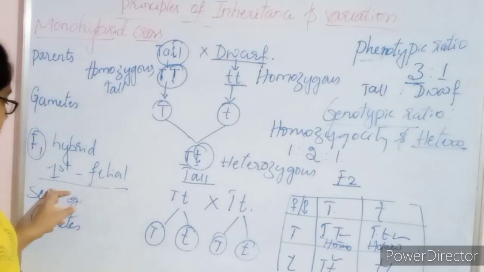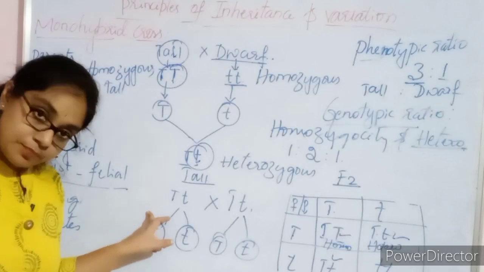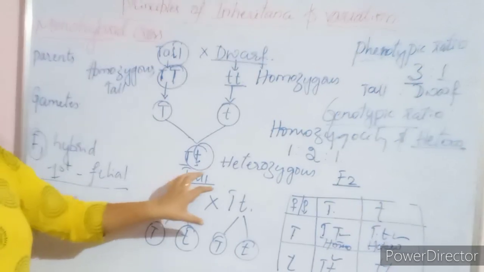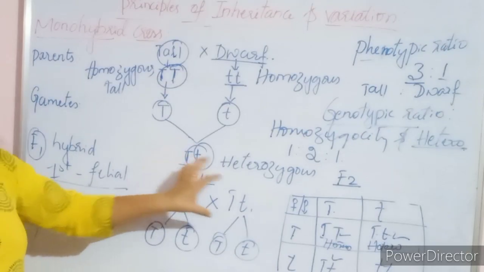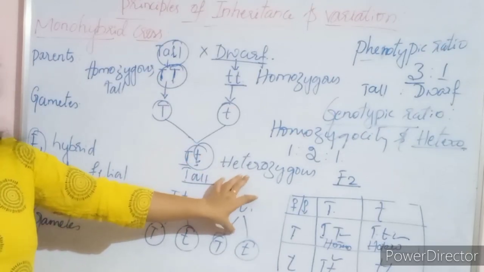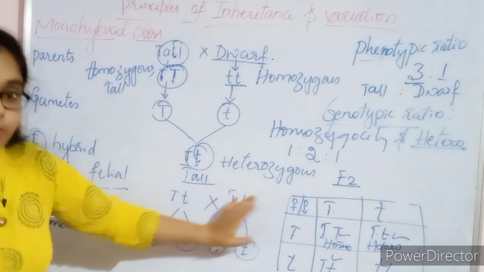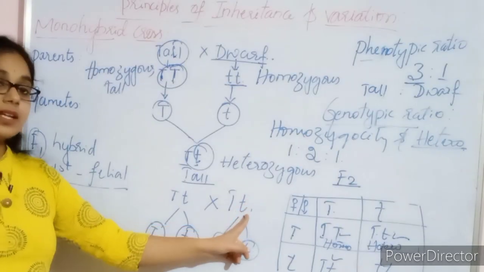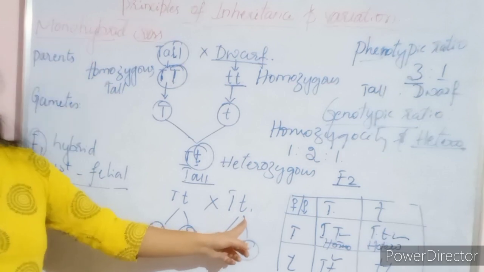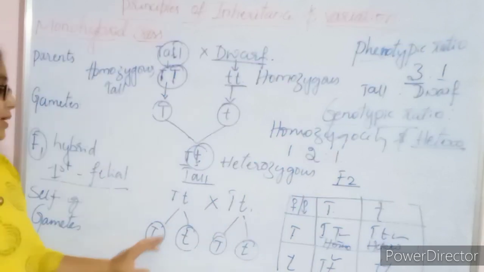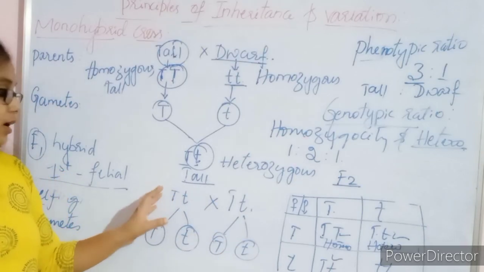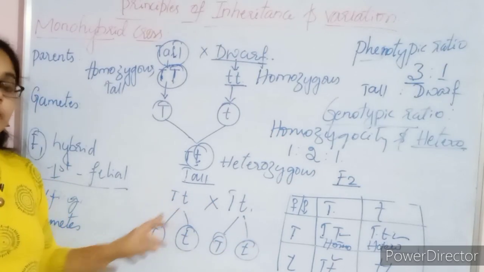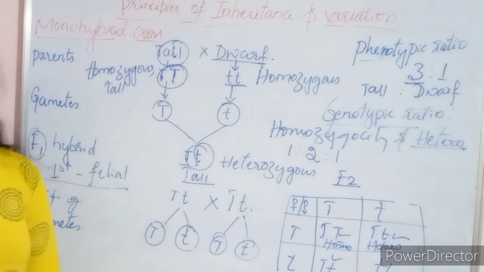Understood? Next, after getting the F1 hybrid, we allow the plant to self-pollinate. Self-pollination means you have to write selfing. So capital T, small t, capital T, small t. You are going to write the same genes for this also. Why? Because it is a selfing process. And here heterozygous tall is crossed with the heterozygous tall only. Understood? So gametes will be 2 different types because it is a heterozygous condition. When there are 2 different alleles, 2 different gametes have to be produced.